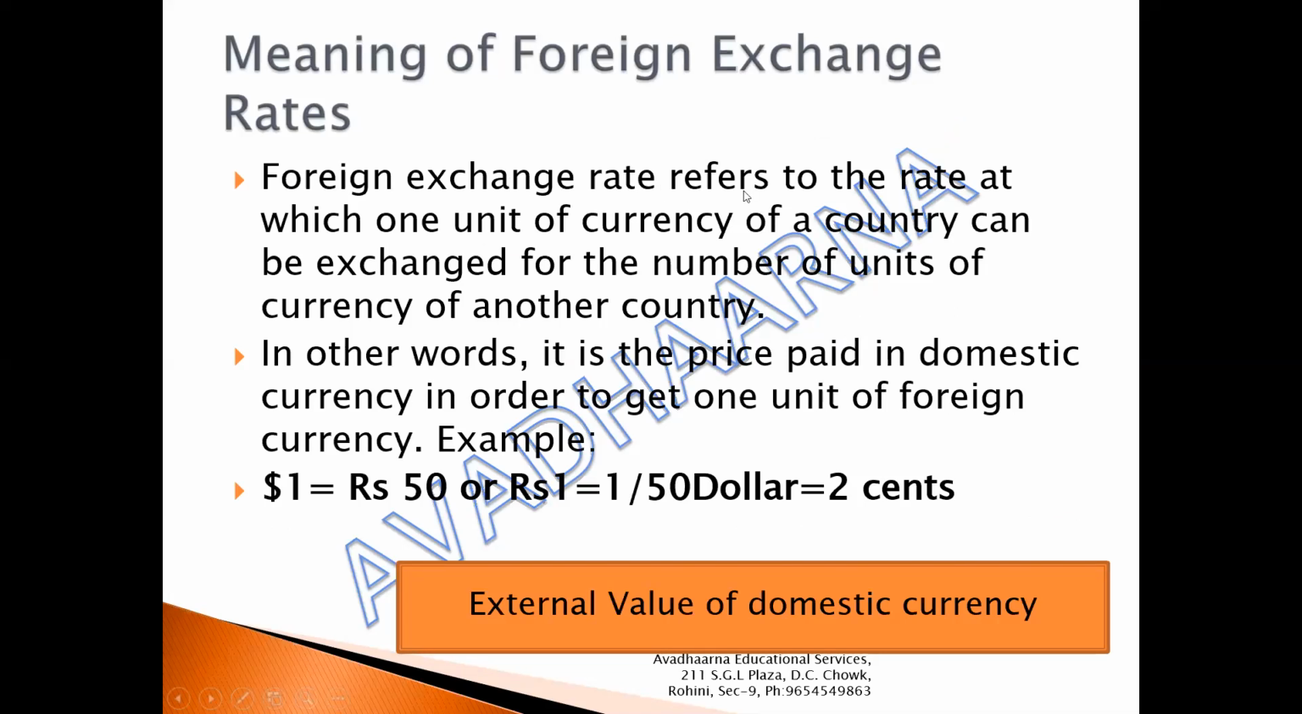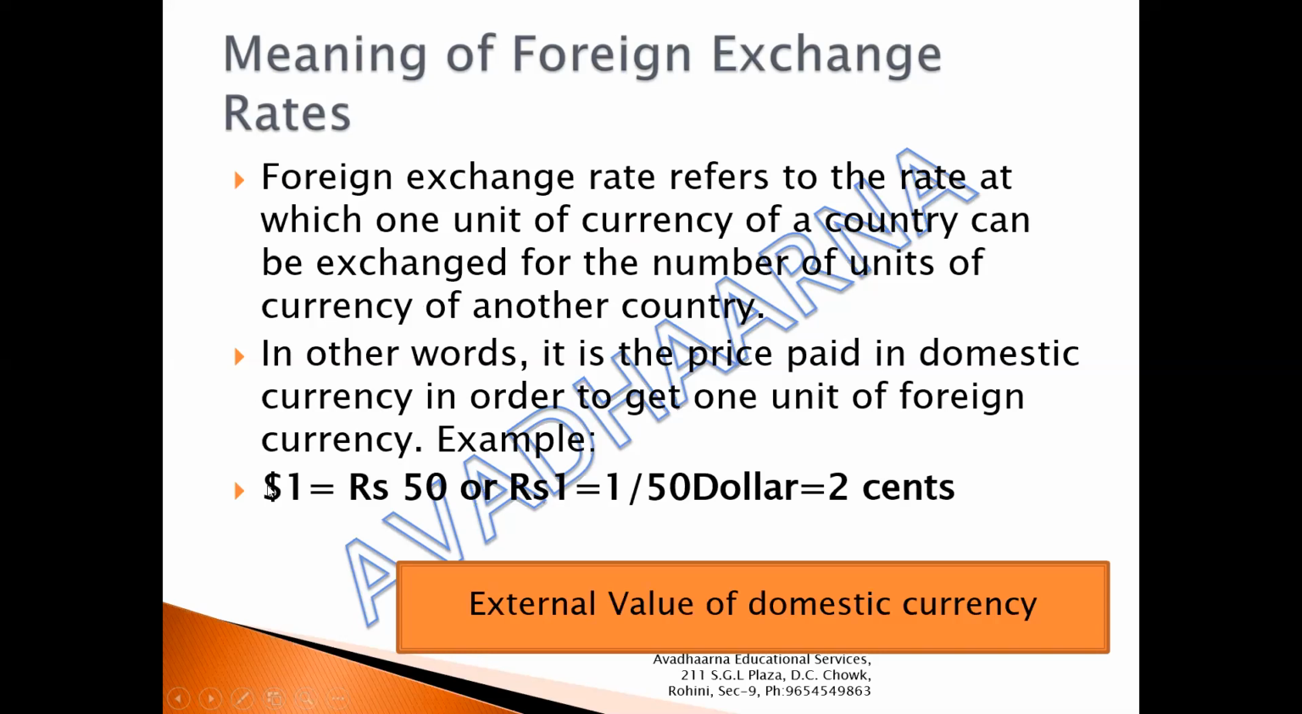Foreign exchange rate refers to the rate at which one unit of currency of a country can be exchanged for a number of units of the currency of another country. In other words, it is the price paid in domestic currency in order to get 1 unit of foreign currency.